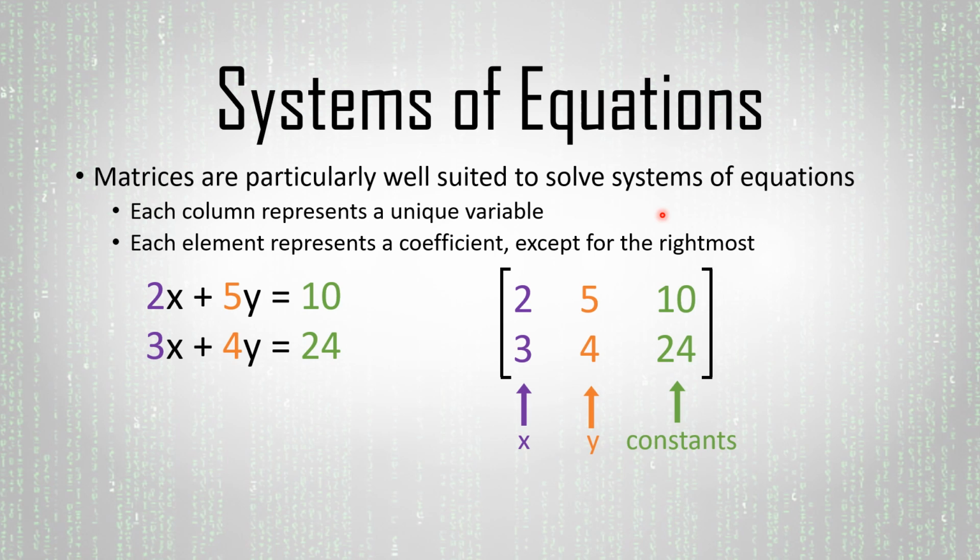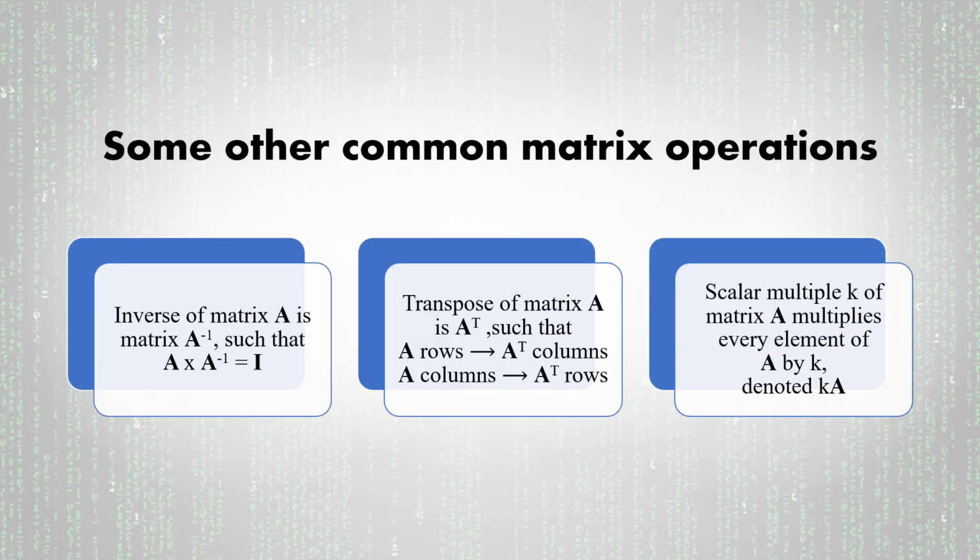For some other common matrix operations, we have the inverse matrix, which is a matrix that when you multiply it by the original matrix, you get the identity matrix. You have the transposed matrix, where the transposed matrix has the columns of the first matrix as its rows, and the rows of the first matrix as its columns. And then you have scalar multiple. That's where you take every element in a matrix A, multiply them by a scalar k, and you get the scalar multiple kA.